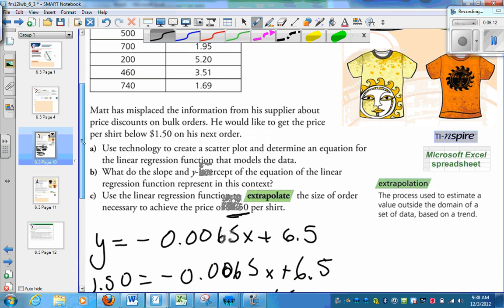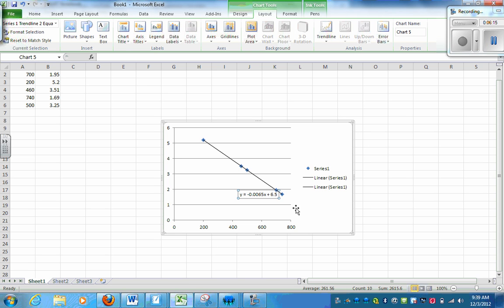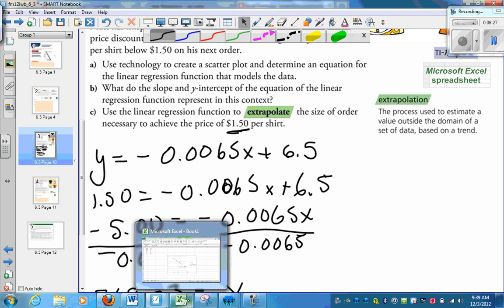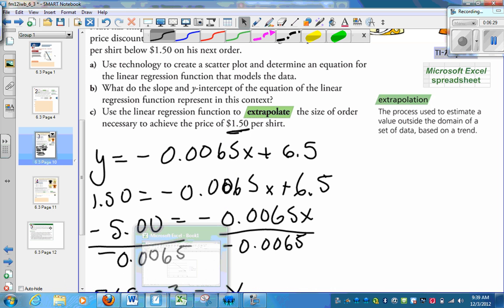So even though the graph that we did was continuous, this should be a discrete graph because we can only buy single t-shirts. I can't buy 3.5 t-shirts. I can't buy 769.2 t-shirts. So that's where domain and range really come into play.